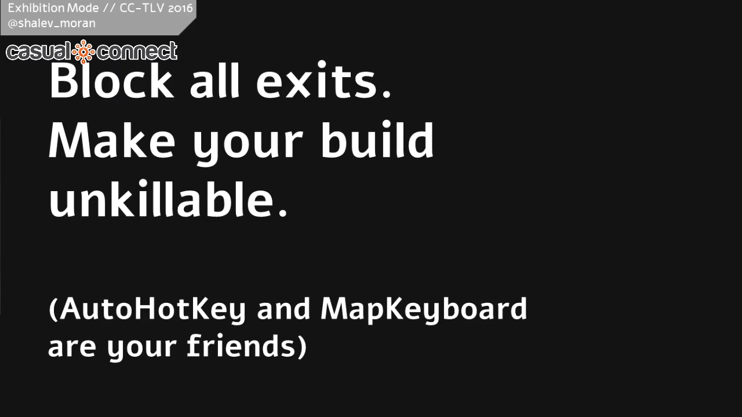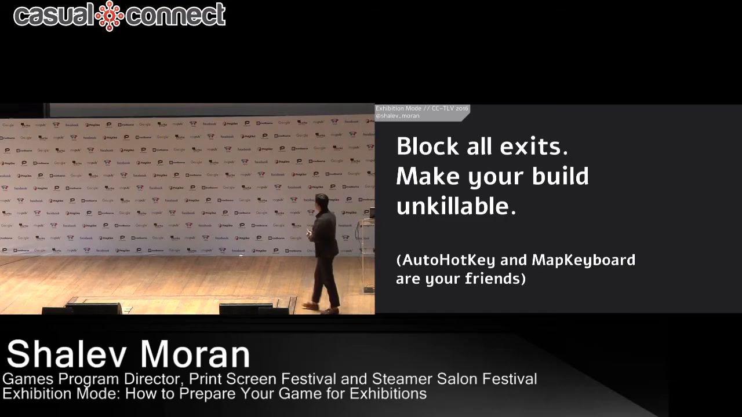AutoHotkey and Map Keyboard can help you disable keys on your keyboard so people can't do things like Alt F4 to exit your game, and can help you create little scripts that relaunch your game if it is out of focus or exited. So if people exit your game somehow, or if your game crashes, because of course it's an exhibition, you're showing a new game, it's not really stable yet, you can create a little script that relaunches it.